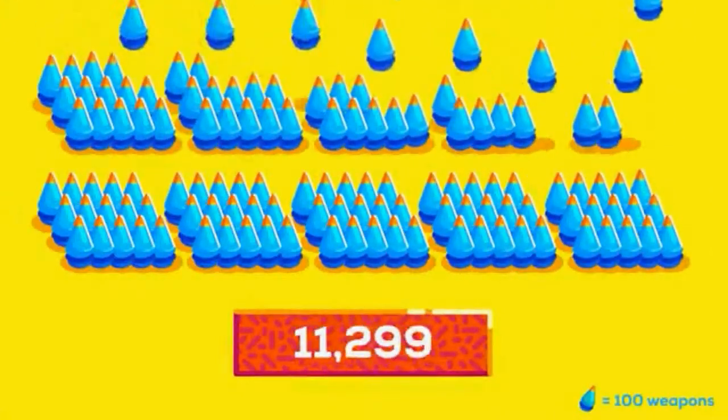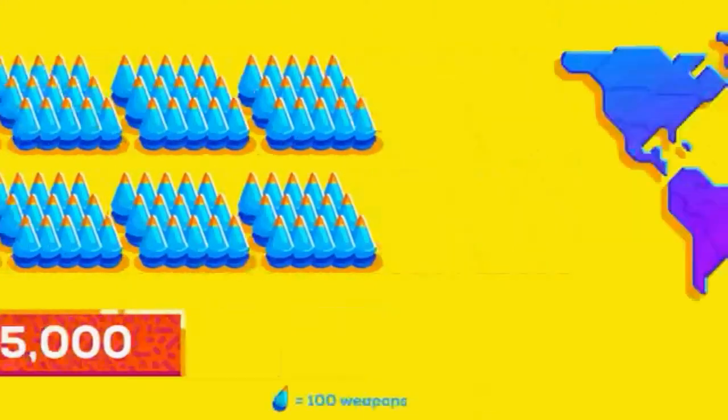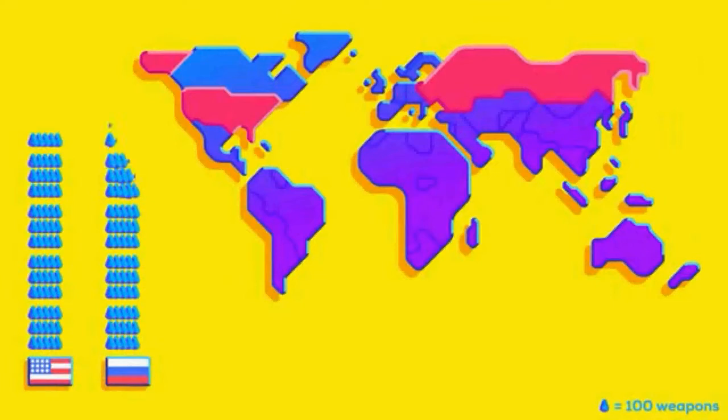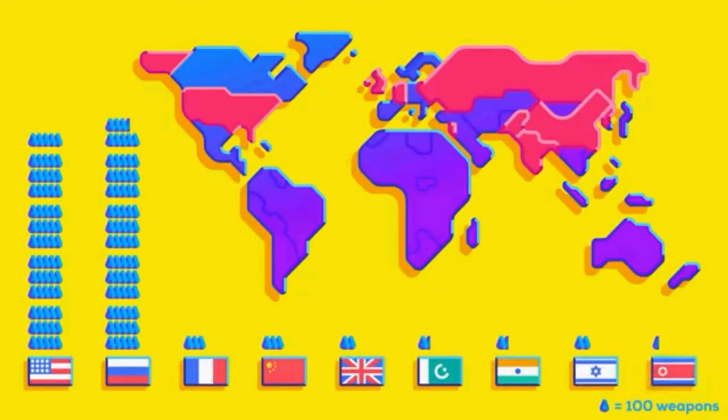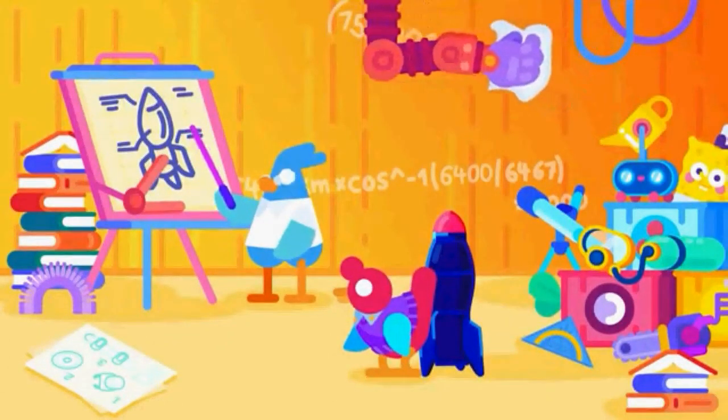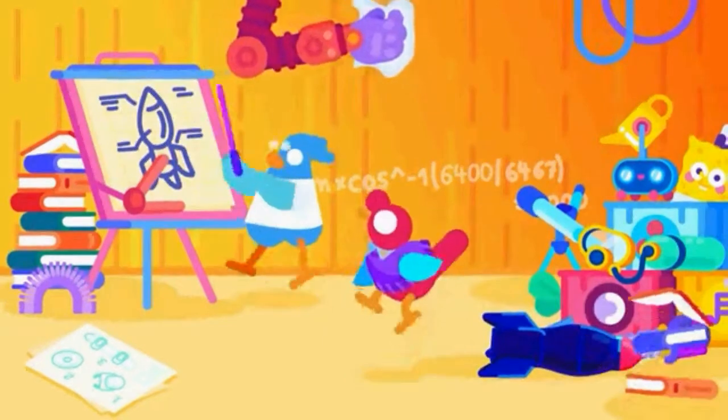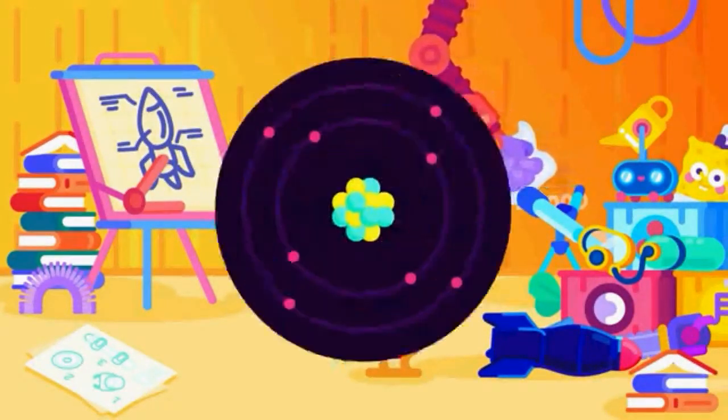Currently, there are 15,000 nuclear weapons on Earth. The US and Russia both have around 7,000, while France, China, the UK, Pakistan, India, Israel and North Korea own around 1,000 between them. But how much destructive power is this really? Let's try to put these numbers into perspective.